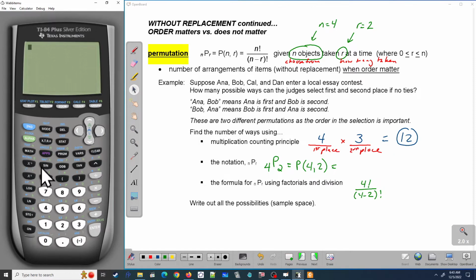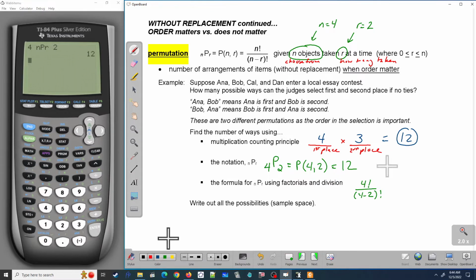Well, on the calculator, what I would be using is I would be typing in my 4, going to math, and then going to the probability menu, which is over here, and you'll notice I have nPr. So if I choose number 2 there, I can go for nPr 2, and I would come up with 12. So there is where I get my 12.